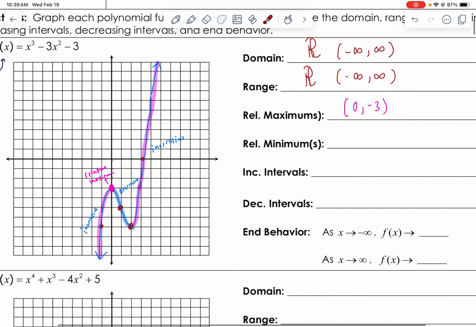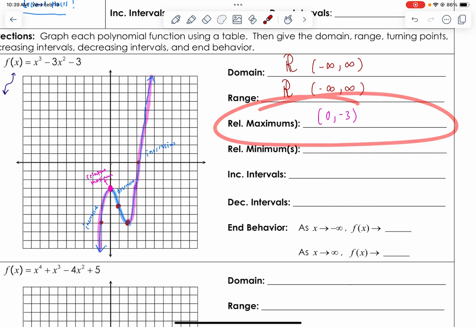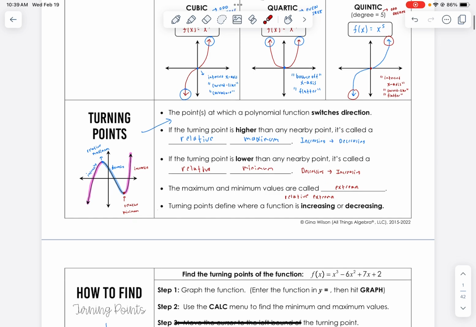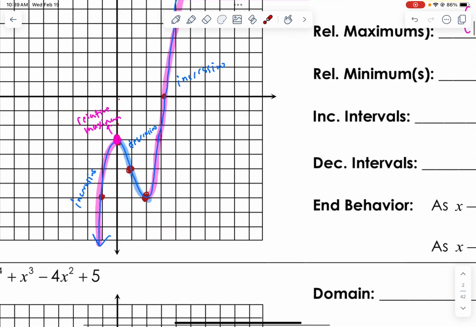Always double check if you have multiple relative maximums. But if you look at the graph, we go from decreasing to increasing, and that's pretty much it. So we're done with relative maximum. Let's talk about relative minimum. Once again, this occurs only when your function goes from decreasing to increasing. So here we go from decreasing to increasing. Therefore, this point on the bottom right here is our relative minimum.